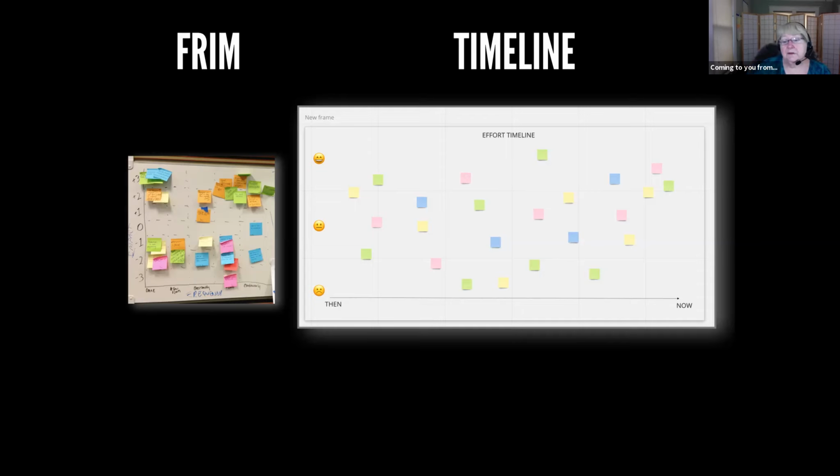Another tool that we use here is a timeline. And here we look at the effort and where we place it. I just put then and now on here. I created this on a Miro board. It's pretty easy to do remotely.